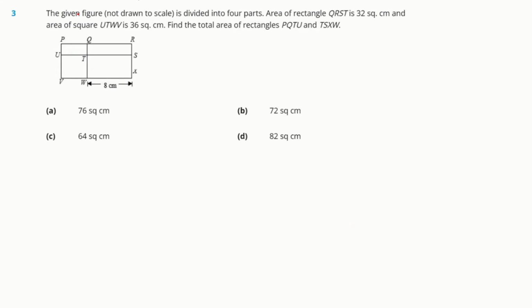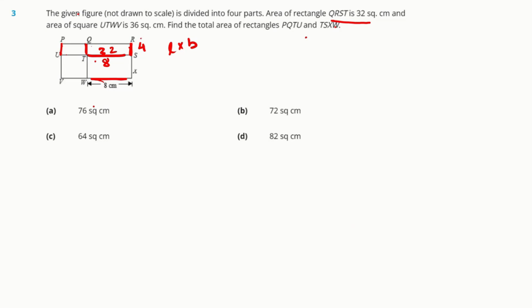Moving on to the third question, the given figure, as we can see, is a bigger rectangle divided into 4 smaller rectangles. Area of rectangle QRST is 32 square centimeters. Now we know the length is 8, so the breadth has to be, 8 into how much is 32? 4. The formula for the area of a rectangle is length into breadth. Length is already known, 8 over here, so the breadth has to be 4. If this is 4, this side is also 4, this is also 4.